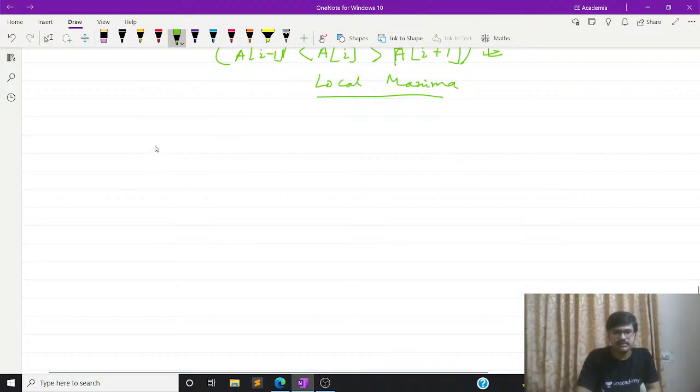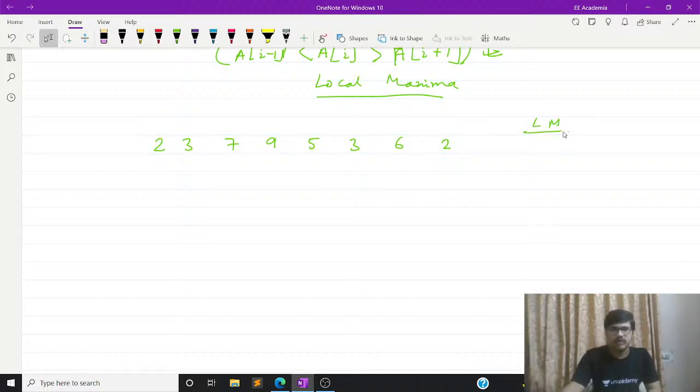So let's say we have some example like this, maybe 2, 3, 7, 9, and here 5, 3, maybe 6 here. So suppose you have an array like this, and you want to find the local maxima here. So how can you do this? So here there are how many elements? 8 elements, right?